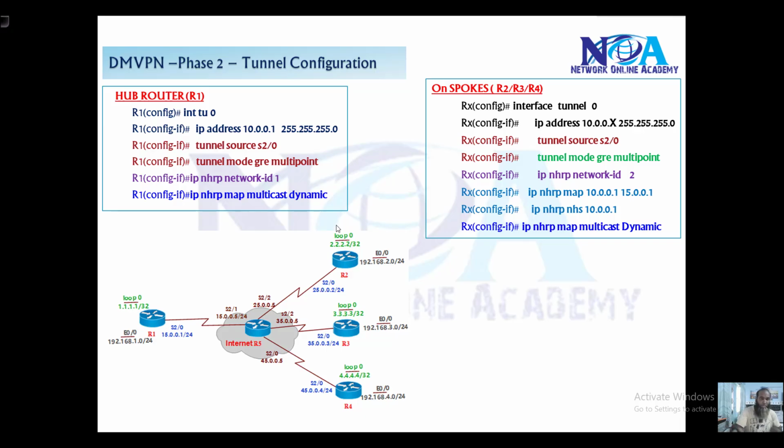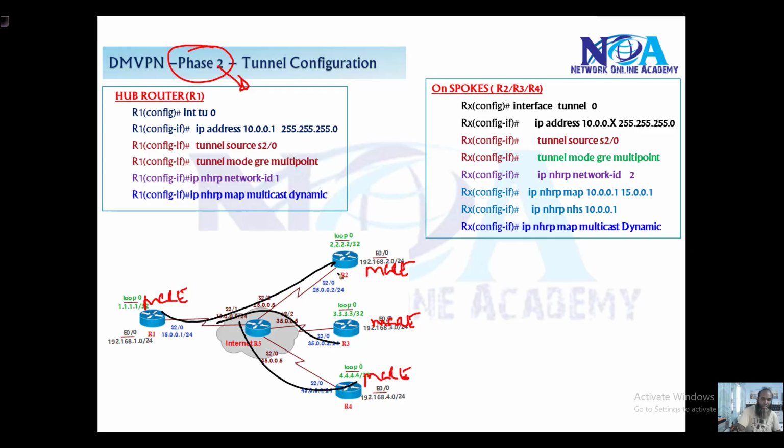So in the previous topics we have seen the Phase 1 tunnel configuration along with OSPF and EIGRP over Phase 1. In Phase 2, configuration wise there is not much difference. Basically Phase 2 means we'll be using multi-point GRE everywhere, which allows the dynamic tunnels.